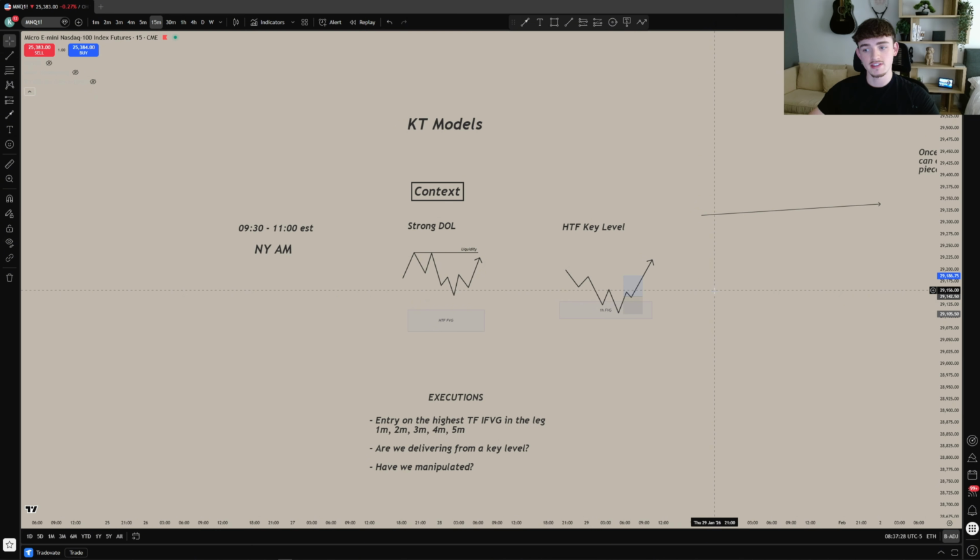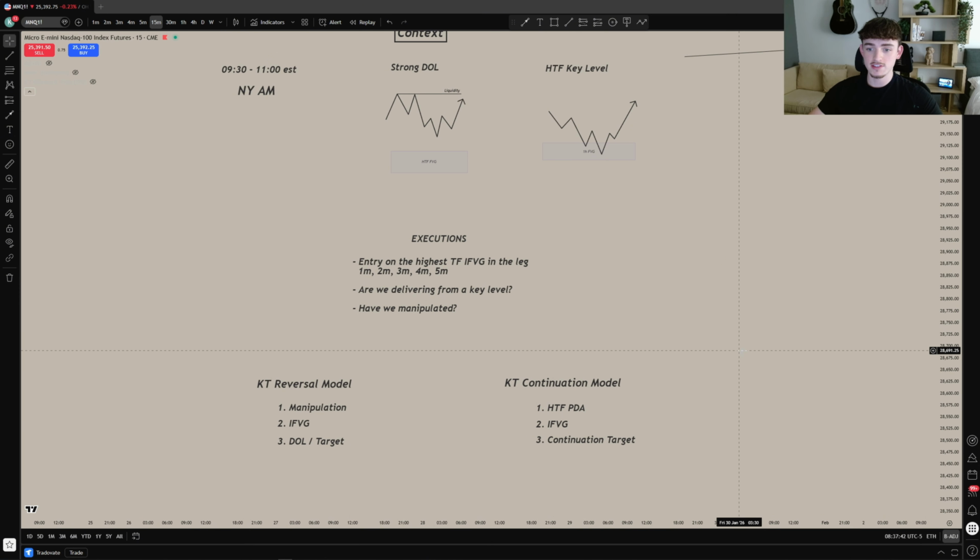So what I mean by this is, if we come into the morning, let's say we remove this. If we come into the morning and we look to take a trade within this leg here, we've already reacted from the 1 hour. So we're looking to get a continuation from that. So let's move on to executions.